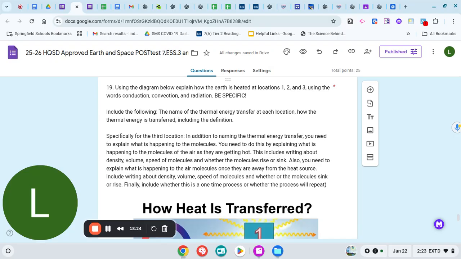Then you have to explain how that thermal energy is transferred. So number 1 is blah, blah, blah. Thermal energy is transferred this way, blah, blah, blah. And you would have to give me the definition and explain what's going on there.